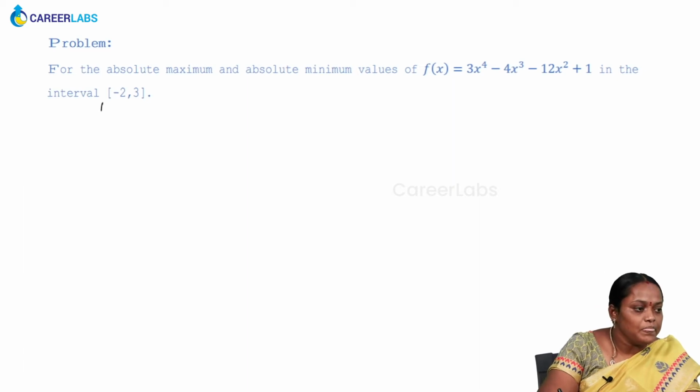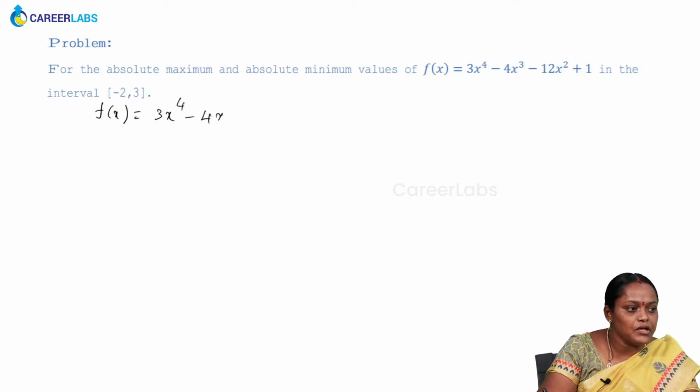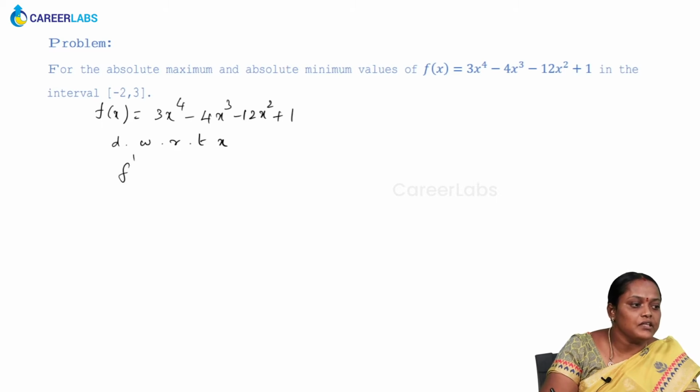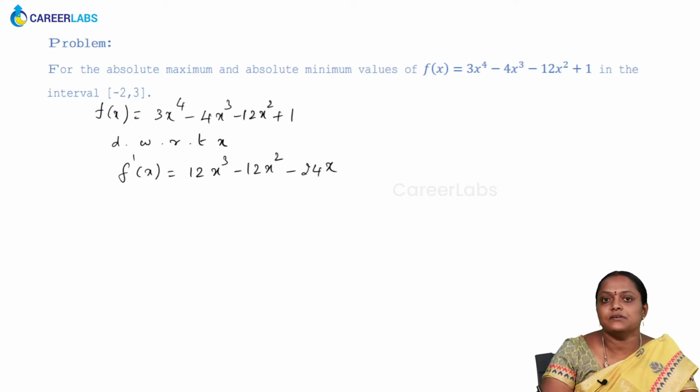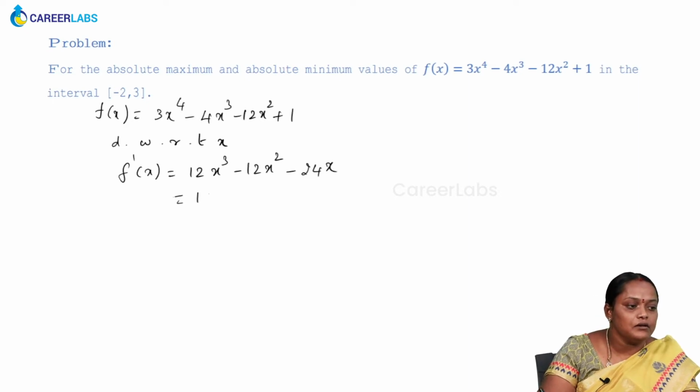Here f of x is equal to 3x to the power 4 minus 4x cube minus 12x square plus 1. So, when you differentiate this with respect to x, you will be getting f dash of x equal to 12x power 3 minus 12x square minus 24x. Here everything is a multiple of 12, so let us take 12x common. If you take 12x common, the first term will be x square, the second term will be x, and the third term will be 2.